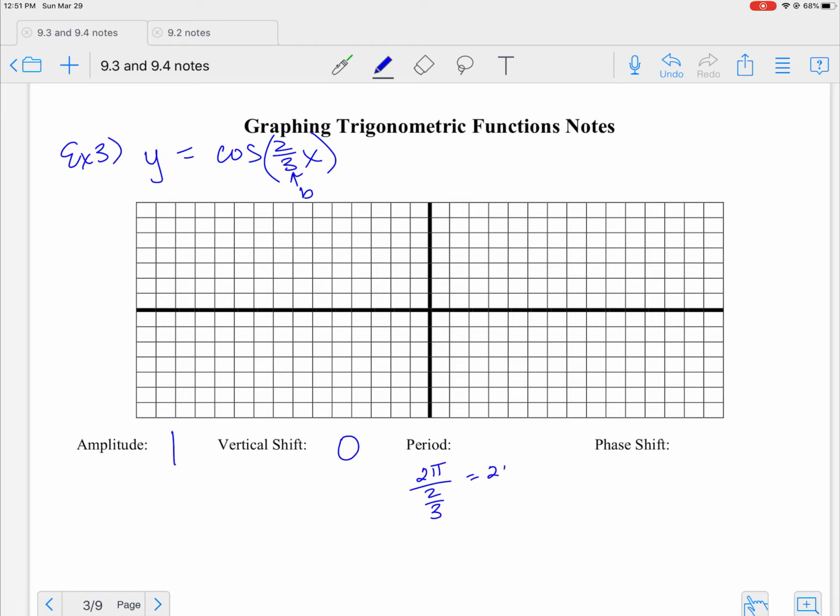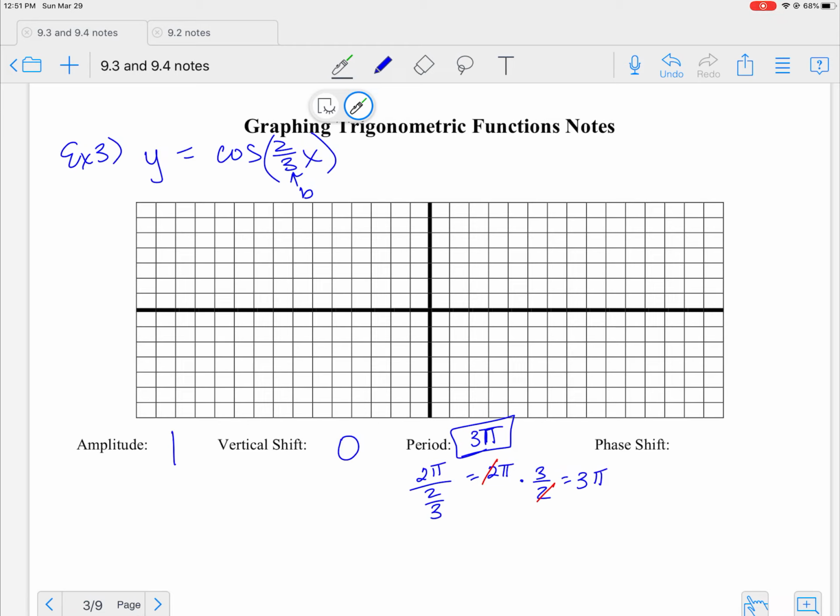So I'm going to have 2 pi. This is still my b value. I divide that by 2/3. What happens when you divide by a fraction? You multiply by that reciprocal. So I have 2 pi times 3/2. And if I'm simplifying this out, the 2's cancel. And so I'm just left with 3 pi.